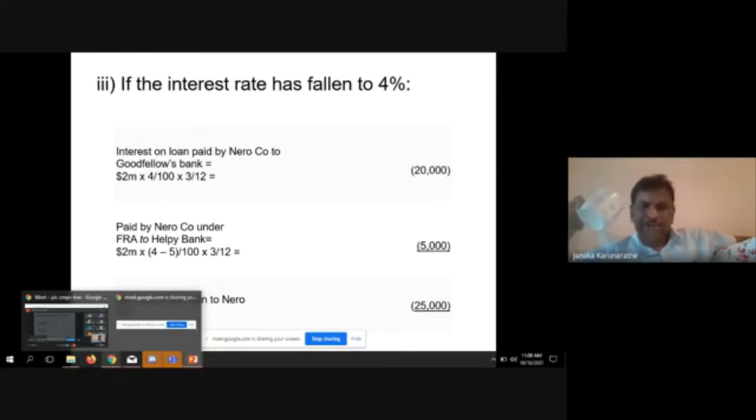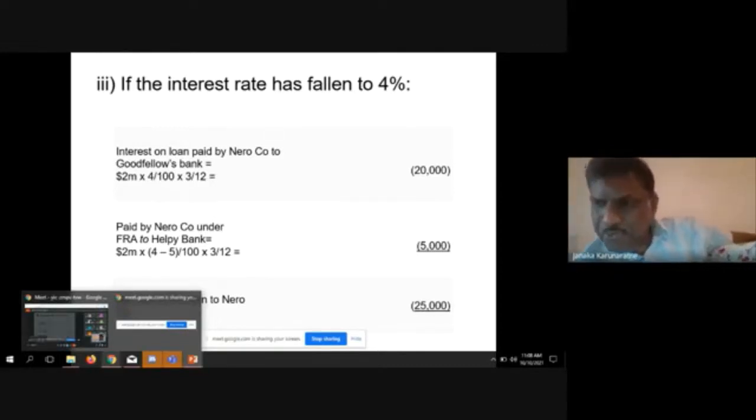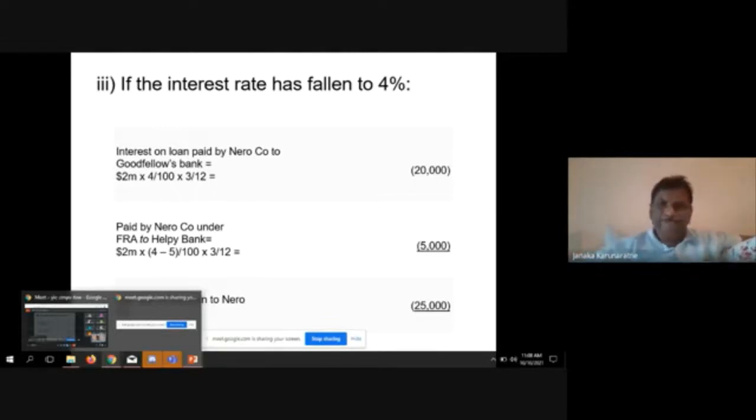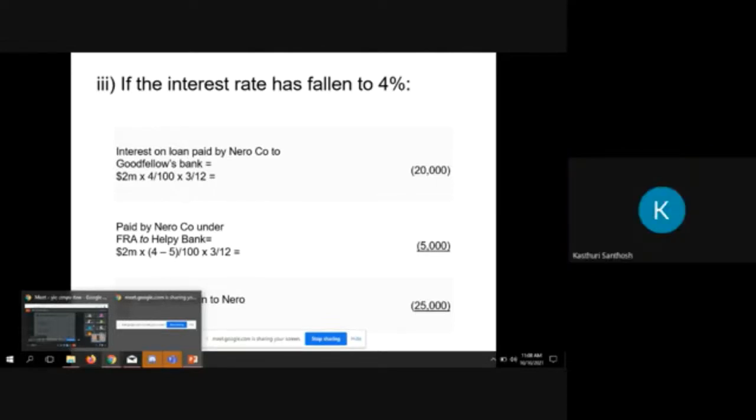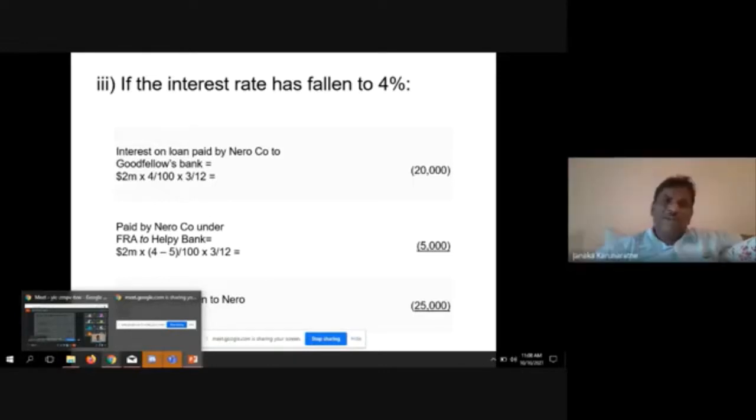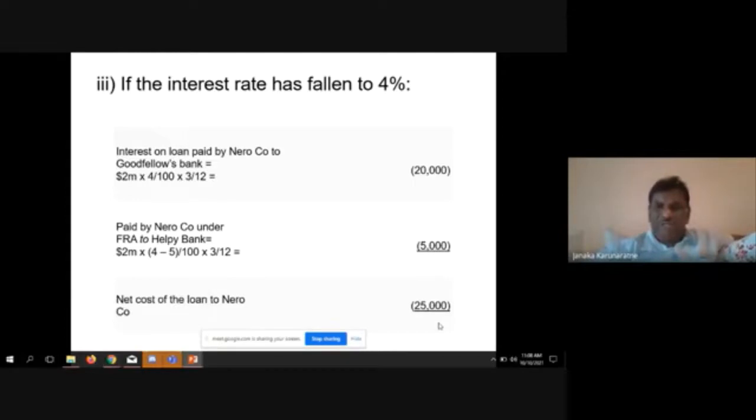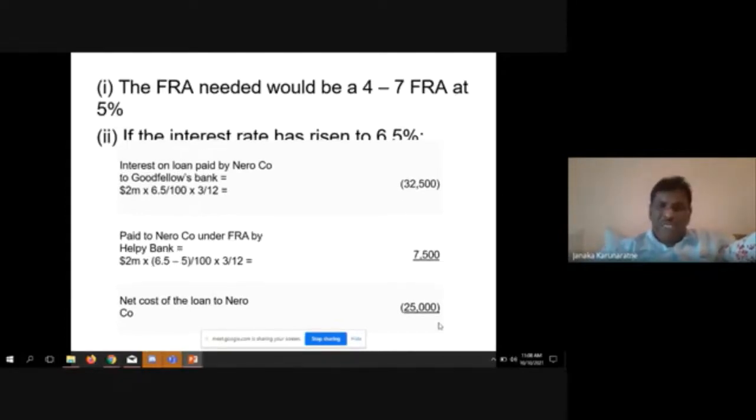What has happened? The cost of the loan is the same for both rates. What is the cash flow? What is the outflow? It is the same. Because whatever happened in the interest rate market, I have tied my cash flow to 25,000. Whether it goes up or down, my cost would be the same.